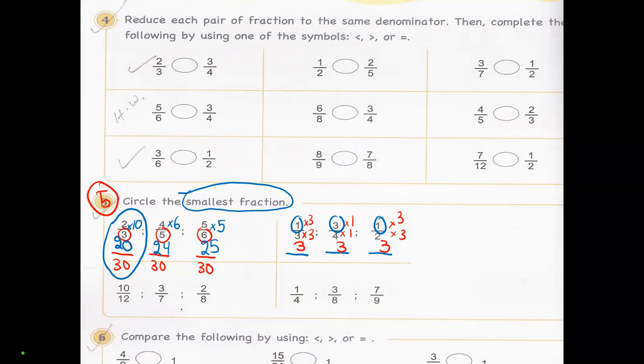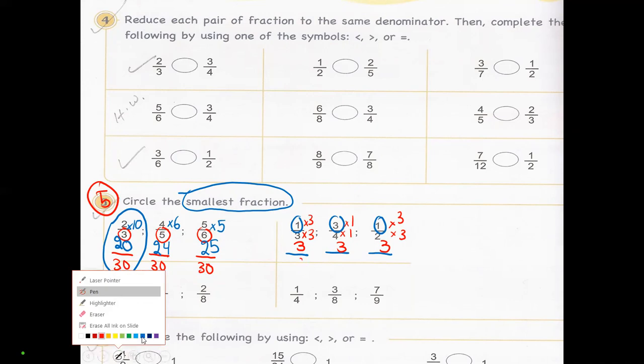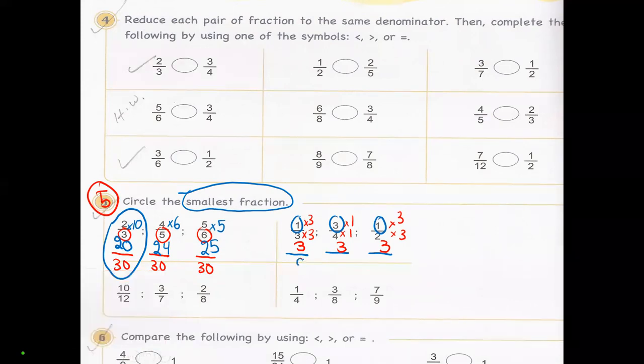Then write the denominators. 3 times 3, 9. The second one, 1 times 3, 3. 1 times 4, 4. And 2 times 3 equals 6.